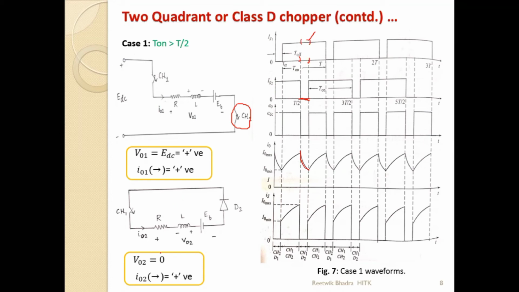And what will be V02? This load voltage is nothing but VD2 plus VCH. Both are ideal switches, the drop across them is 0. So V02 is equal to 0. So V02 during this region is 0. So E0 is plotted 0 over here.